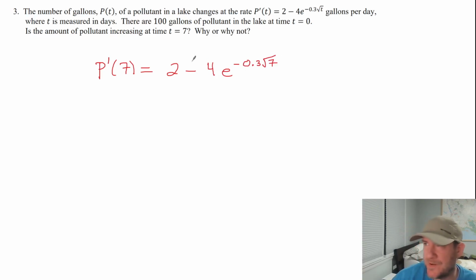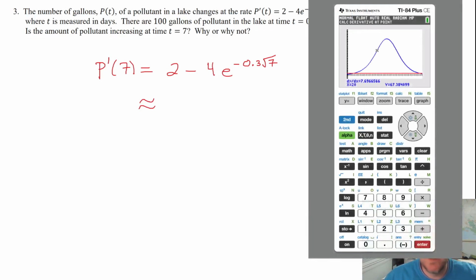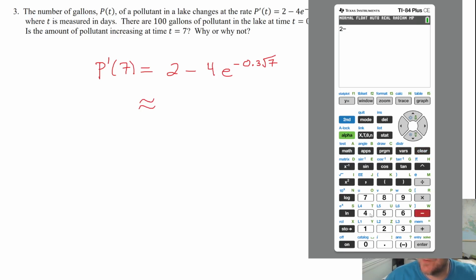And again, we end up with some expression that we really can't simplify in any way, so this is fine. You can just leave your answer like this. But do go ahead and approximate that as well. And again, the easiest way would be to put it in your calculator, so I'll bring that back now. And we type it in. So we go 2 minus 4 times e to the negative 0.3 times root 7.